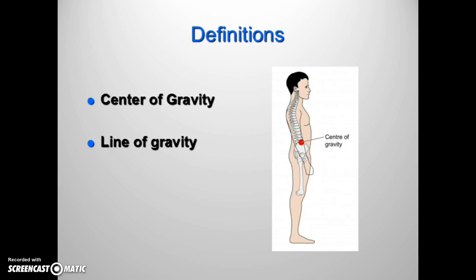The center of gravity is the point at which gravity and the weight of the body act on one another to maintain equilibrium. This is located slightly anterior to the first or second sacral segment. The line of gravity is a vertical line through the center of gravity to the floor.